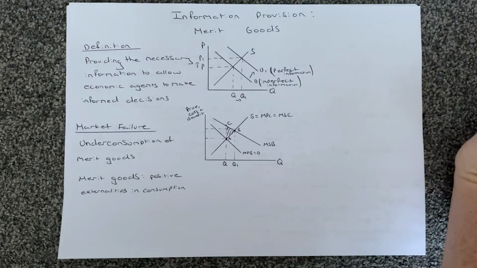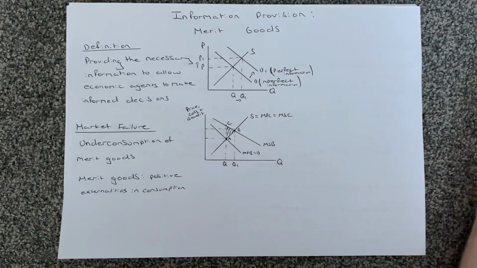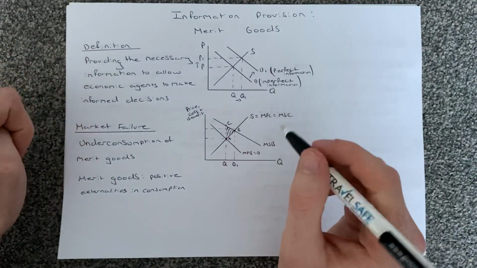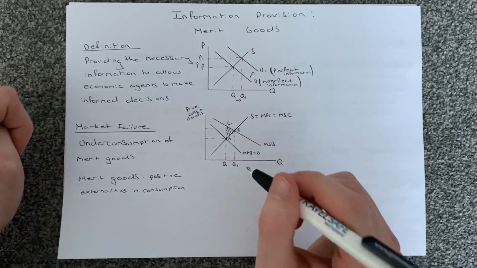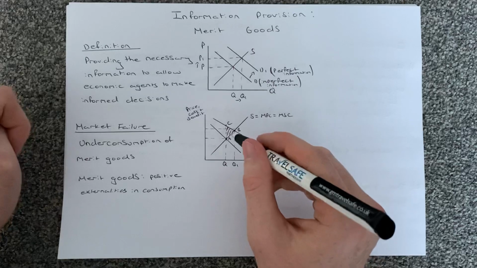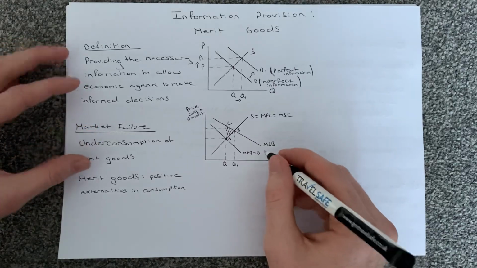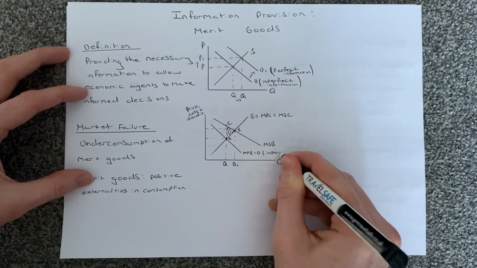So let's explain how information provision helps to correct this market failure. Let's first of all consider the point we just talked about, point A. Point A is the free market equilibrium. There is no government intervention occurring here. So what we can call this MPB equals D, we can also label this line as imperfect information.